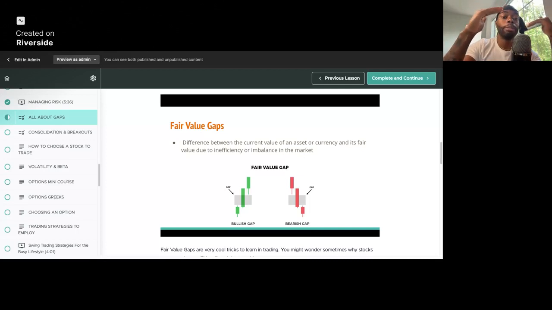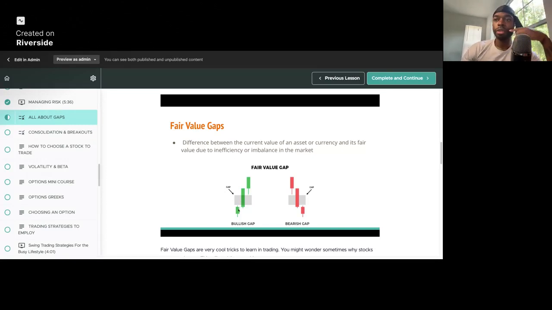We create order imbalance. We always need buyers and sellers to balance out. So whenever we get too much buying, then we don't have enough selling. We need to balance out. So that's why we get these massive gaps, and typically it gets filled because we need to balance. Okay, life is all about balance. So fair value gaps are basically the difference between the current value of an asset or currency and its fair value. And this is due to inefficiency or imbalance in the market. So fair value gaps, you'll hear it called a lot now, but it's actually called order imbalance.